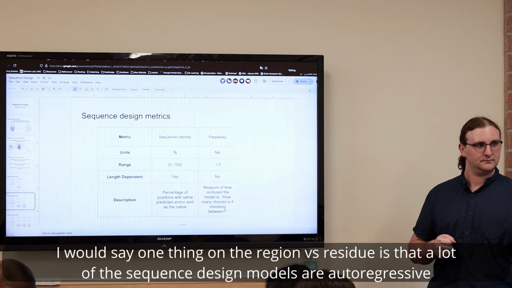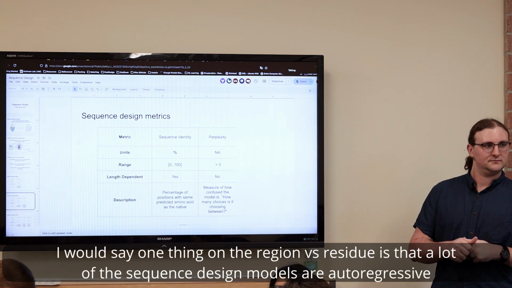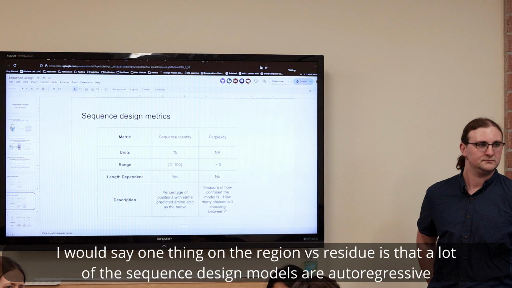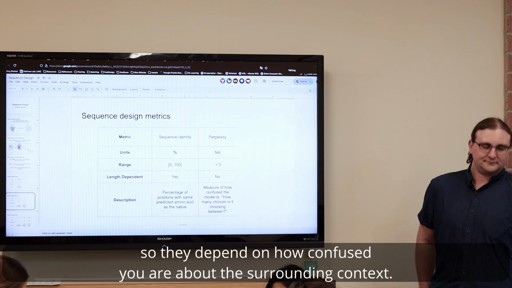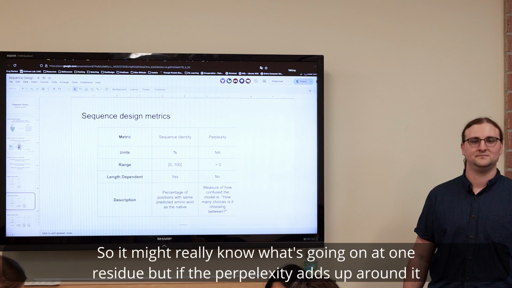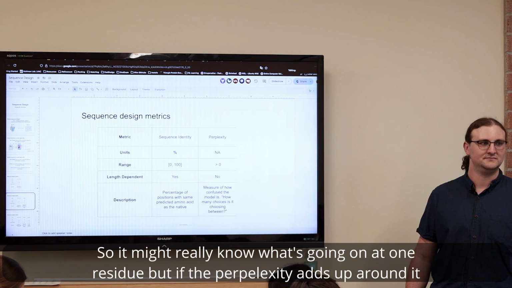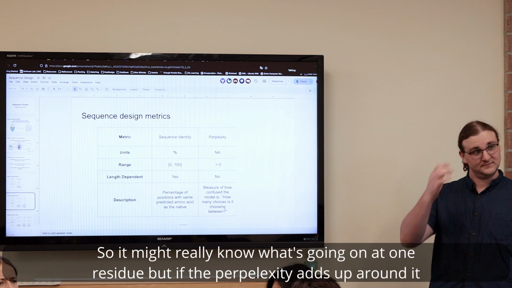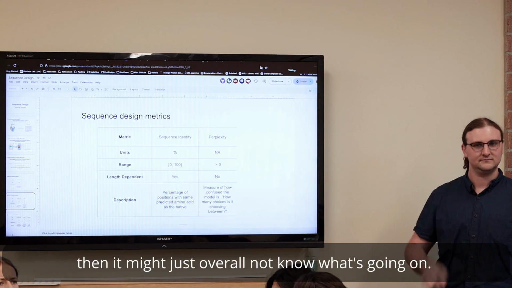I would say one thing on the region versus residue is that a lot of the sequence design models are autoregressive, so they depend on how confused you are about the surrounding context. So it might really know what's going on at one residue, but if the perplexity adds up around it, then it might just overall.